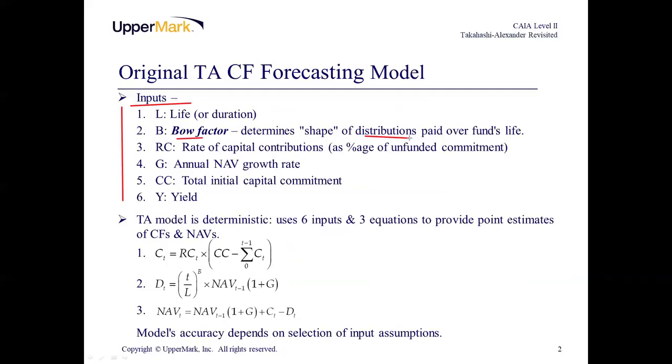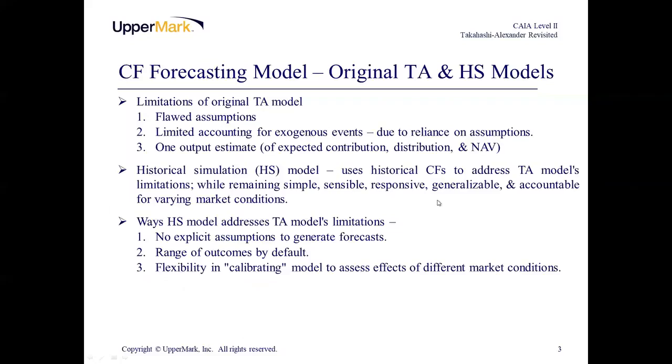a key word here. And then in terms of the model, remember we said it has 6 inputs. It also has 3 equations related to the outputs, the capital calls, the distributions, and the NAV. You're not expected to know these equations, but again, you should know what the inputs are into that original model. And as with any model, the output is only as good as the input that you select.